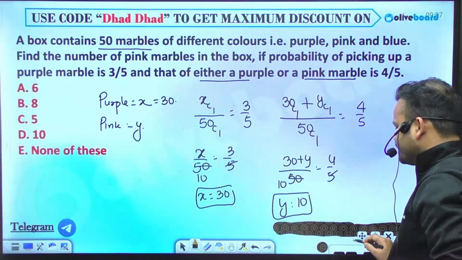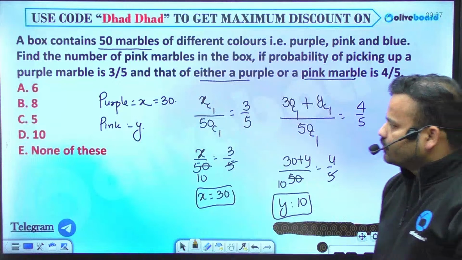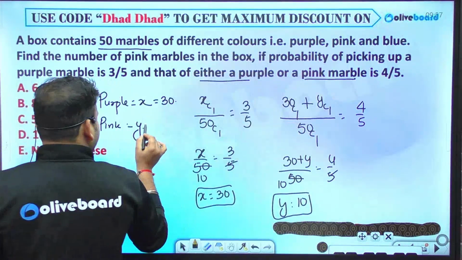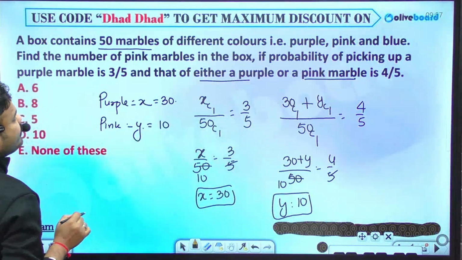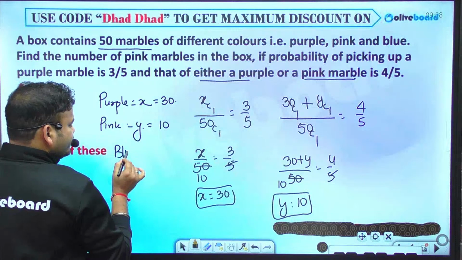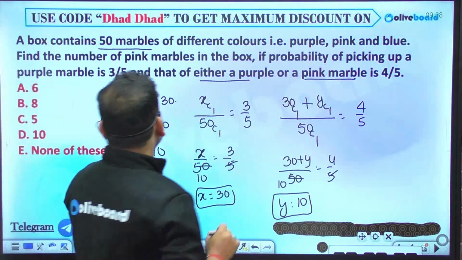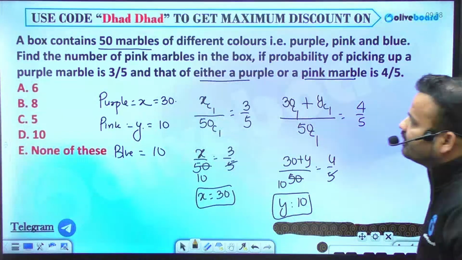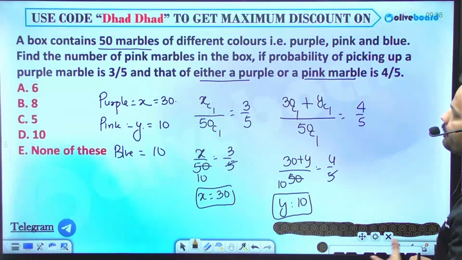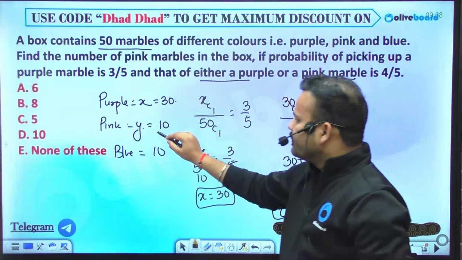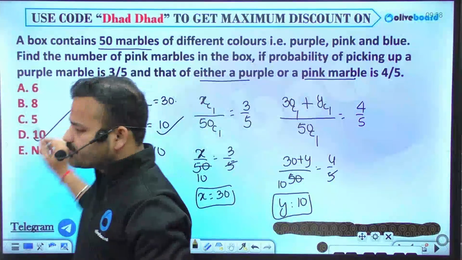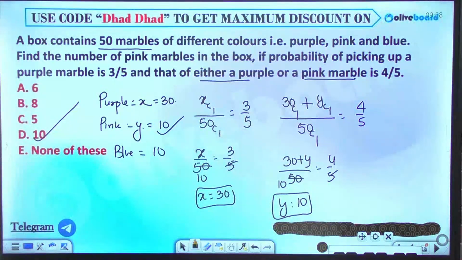so I got 10. That means purple balls are 30, pink is 10, and what about the blue balls? Blue balls will be 10, so total becomes 50. We need to find the number of pink marbles, so pink marble is 10, so 10 will be your answer, option D will be the answer. This was also a variable case, x equals 10. Yes Raghu, very good, so the value of x came to 10.